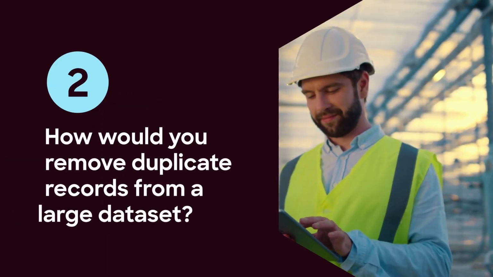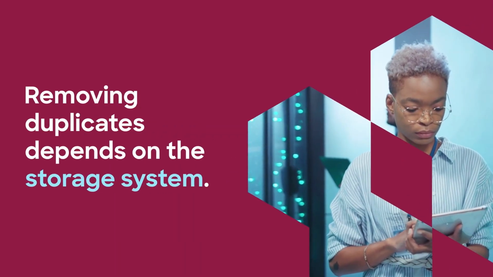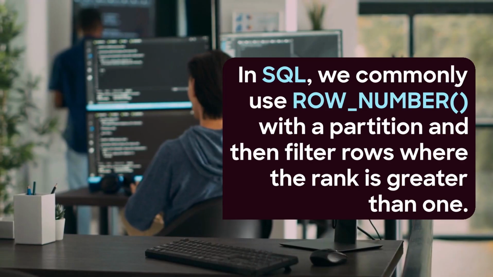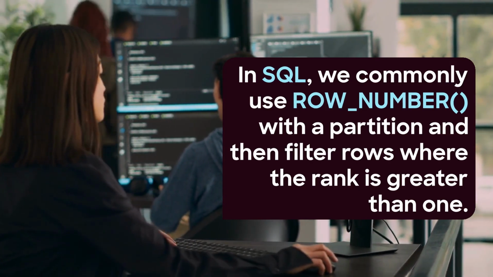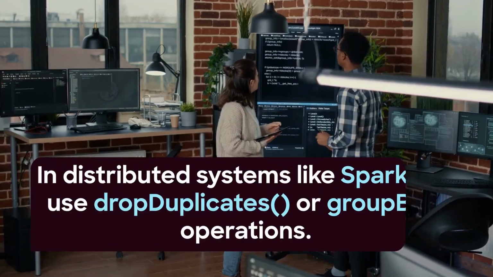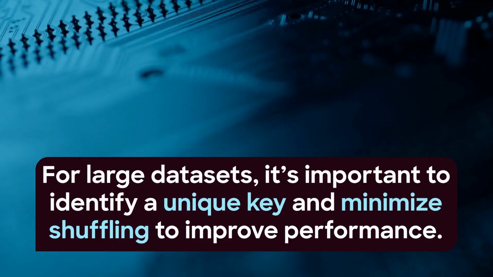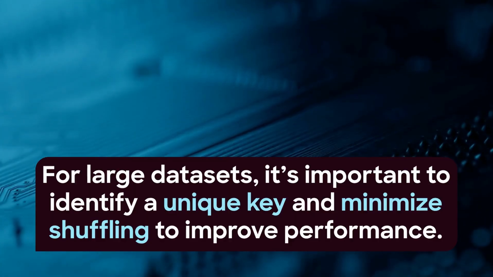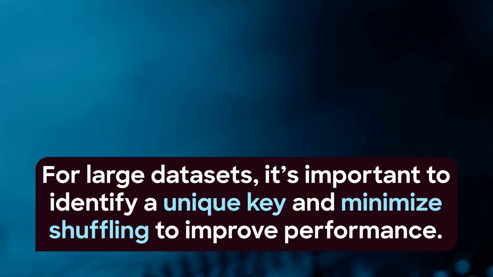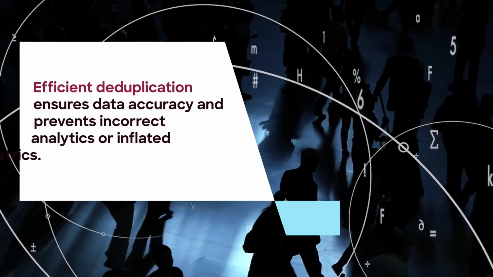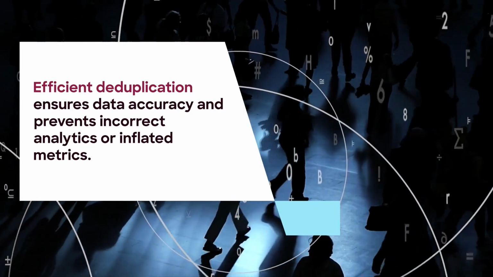2. How would you remove duplicate records from a large dataset? Removing duplicates depends on the storage system. In SQL, we commonly use row_number with a partition and then filter rows where the rank is greater than 1. In distributed systems like Spark, we use dropDuplicates or group by operations for large datasets. It's important to identify a unique key and minimize shuffling to improve performance. Efficient deduplication ensures data accuracy and prevents incorrect analytics or inflated metrics.